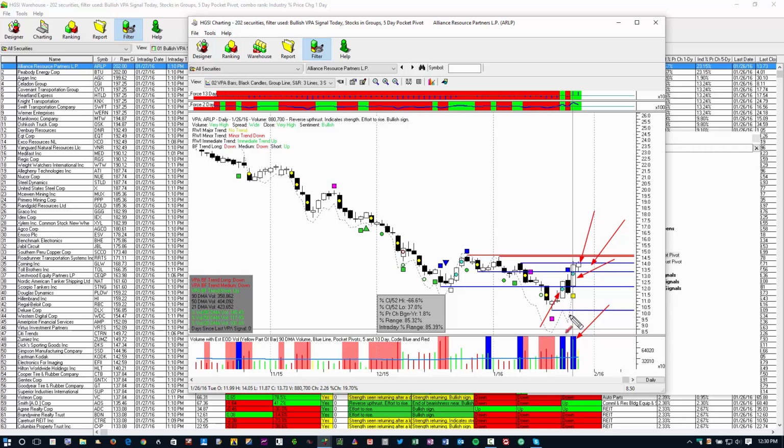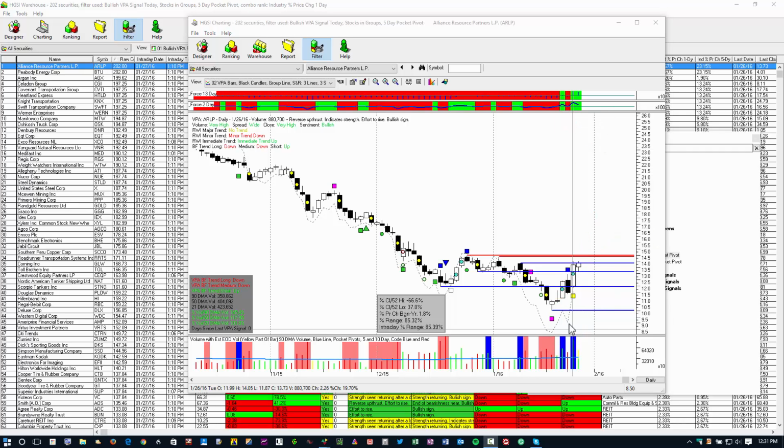Notice back here that there was an effort to rise, and there was also a pocket pivot on this day, which would have gotten somebody in lower had they noticed this. Now I also want to point out that on both pocket pivot days the force indexes both fired too, and then on this pullback day the force indexes went negative and fired again yesterday.